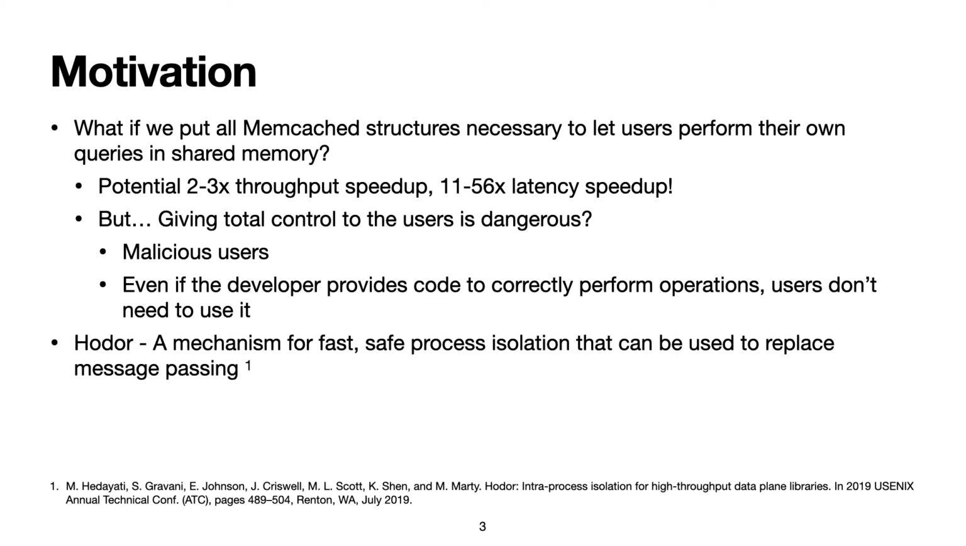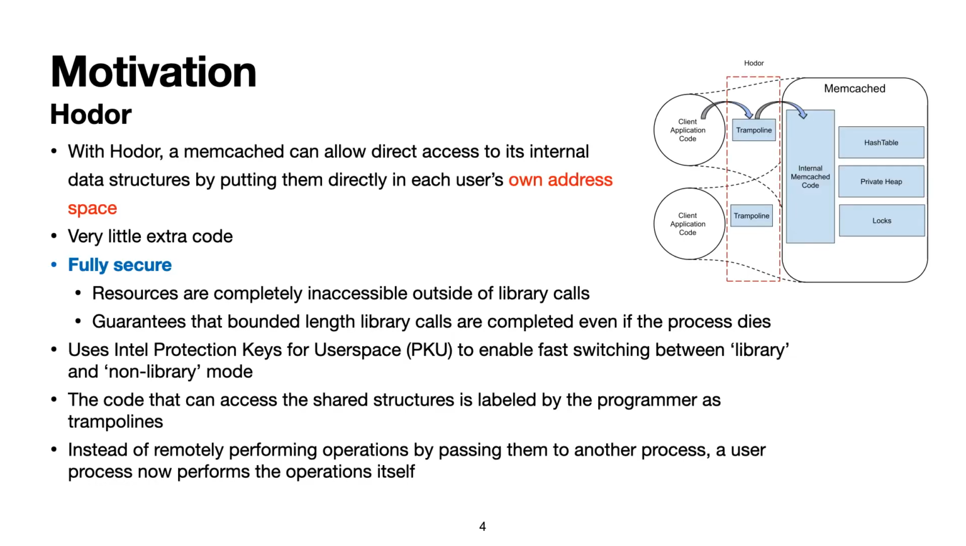Luckily, we have Hodor, a mechanism for process isolation that can give us the speed we want from direct access to shared memory and the security that we had under a message passing protocol. Not only can we get the speed of shared memory and security of message passing, but we can do so with very little additional code.